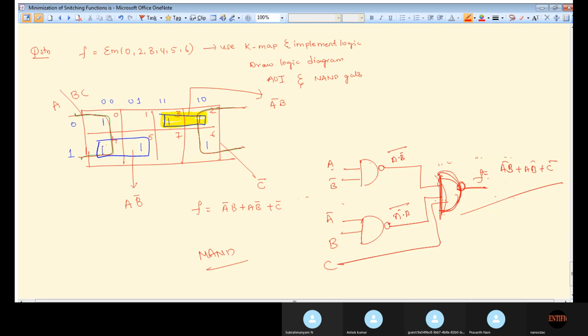మేడం అక్కడ A bar B plus A B bar కి ఒక XOR గేట్ తీసుకుంటే సరిపోద్ది కదా మేడం? నేను మీకు ఇచ్చిన క్వశ్చన్ లో ఏంటిది అని అంటే AOI అంటే అండ్ ఆర్ ఇన్వర్టర్, ఈ మూడు చేసి చేయాలి. అండ్ అట్ ద సేమ్ టైం ఓన్లీ NAND గేట్స్ యూజ్ చేసి కూడా యూ నీడ్ టు ఇంప్లిమెంట్ దిస్ లాజిక్. ఓకే, XOR అని క్వశ్చన్.